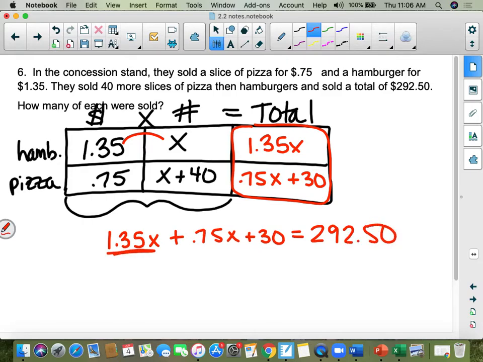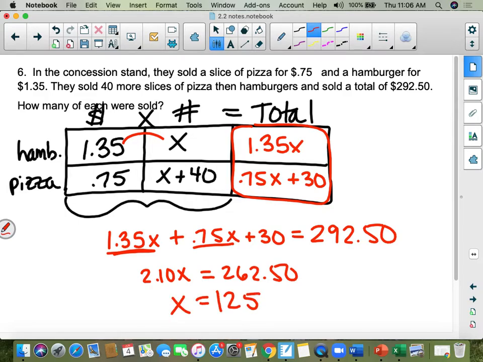1.35 and 0.75 makes 2.10 x's equals, and I'm going to bring the 30 over, which gives me 262.50. Divide both sides by 2.10, and x equals 125, and x stands for what? It stands for hamburgers. And there's 40 more pizzas, so it's 165 pizzas.